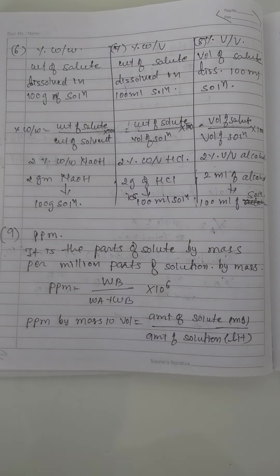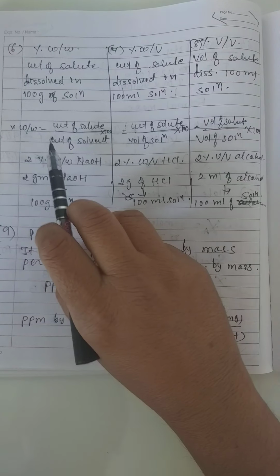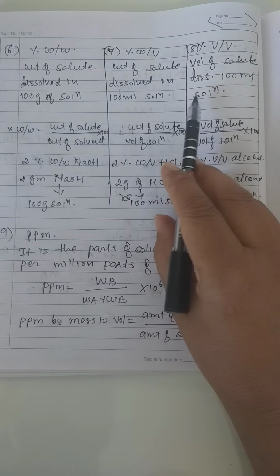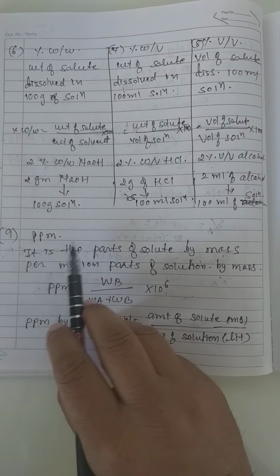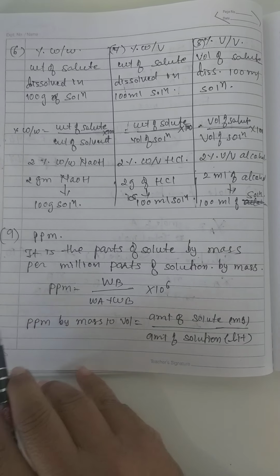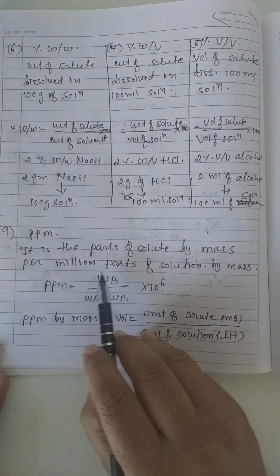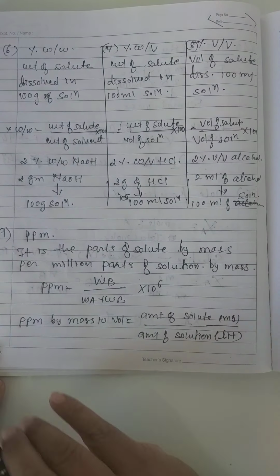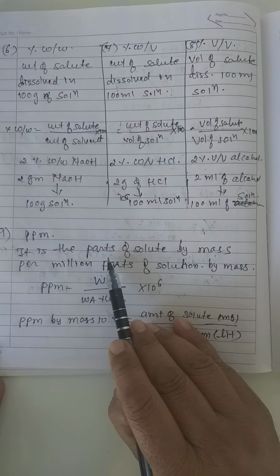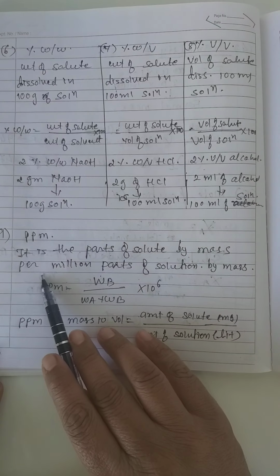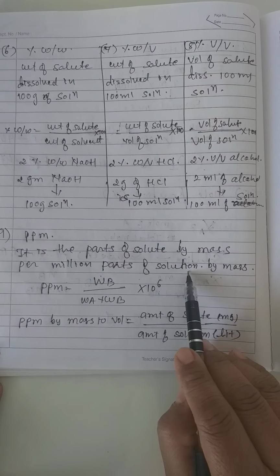Okay, so now in the last video we learned about the concentration terms of W per W, W per V and V per V. Now let's go to parts per million. It is also a very important quantity. What is the definition? It is the parts of the solute by mass per million parts of the solution by mass.